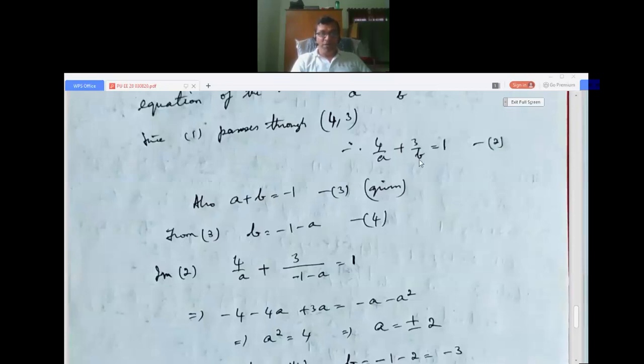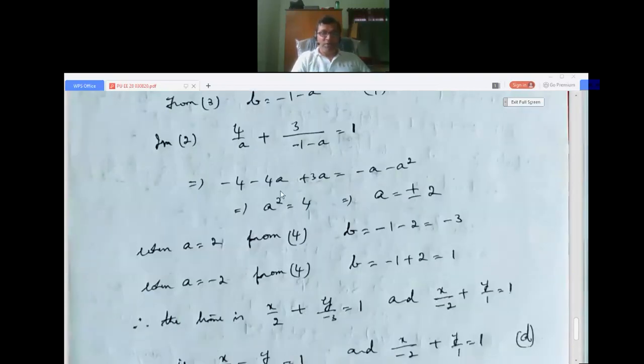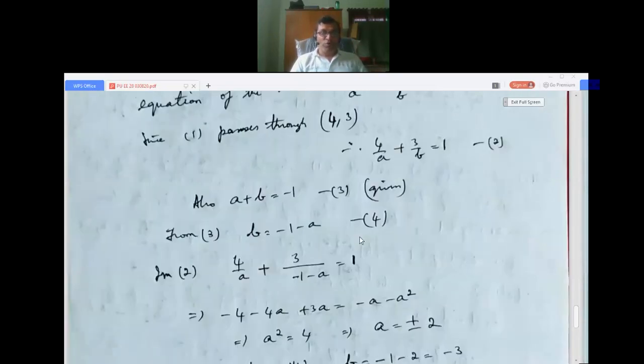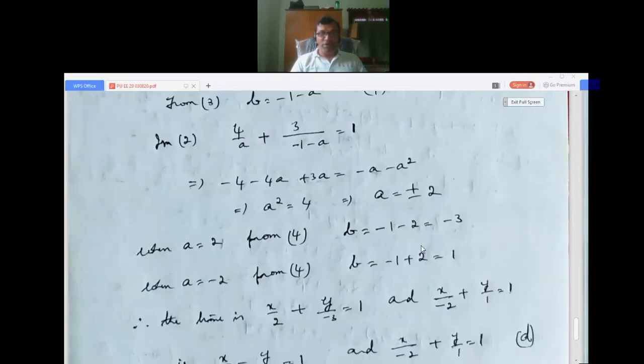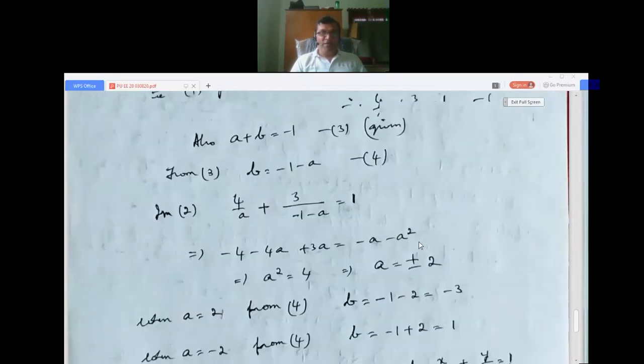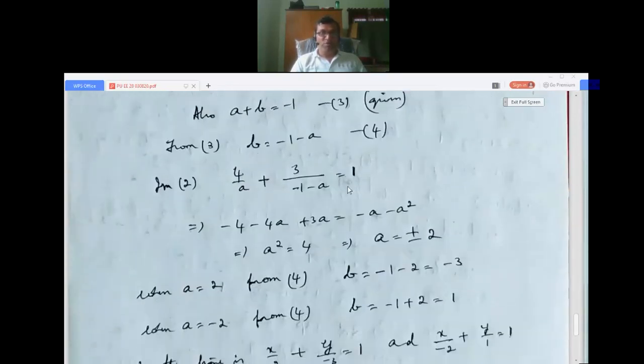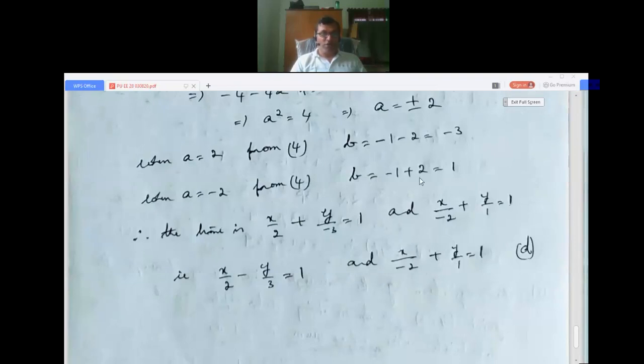So in place of b I write -1 - a and take the LCM, a(-1 - a). You know how to take LCM and add it. Everything cancels. We get a squared equals 4, so a equals plus or minus 2. When a is 2, from 4/a + 3/b = 1, b will be -1 - 2, that is -3. When a is -2, b is -1 + 2, that is 1.